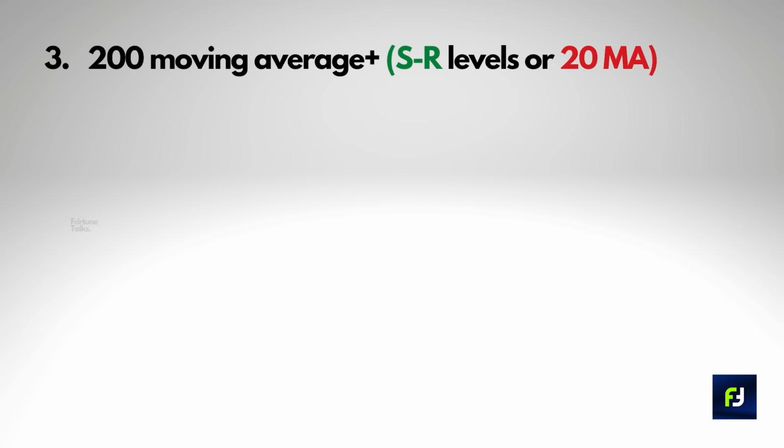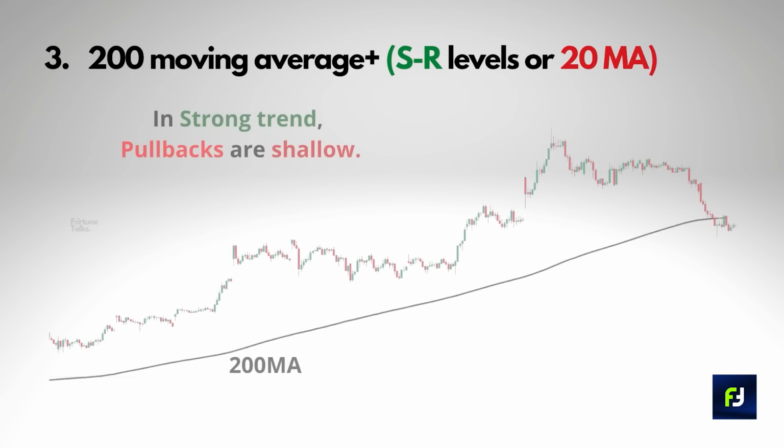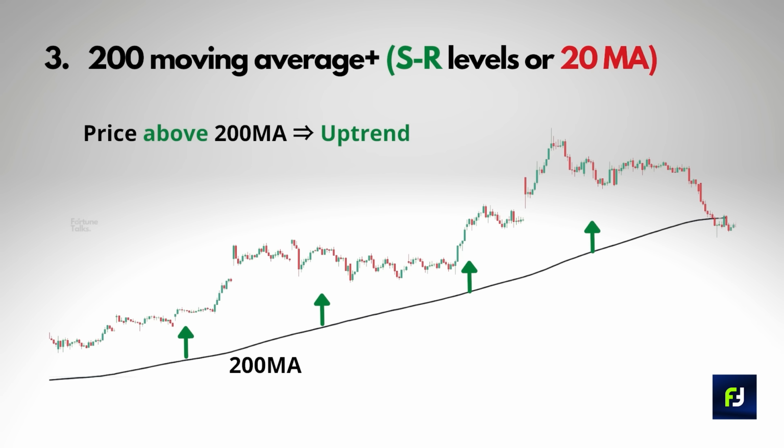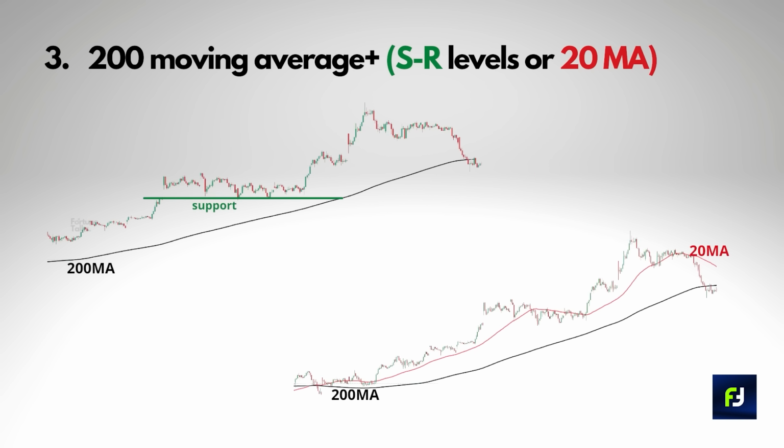Now the third strategy is using a combination of moving averages and support resistance levels. So in strong trending markets, the price is unlikely to pull back towards the trend line or a moving average, or simply the pullbacks are shallow. Thus, you can look to trade from a 200 moving average. By a general rule of defining the market trend, if the 200 moving average is pointing higher and the price is above it, then the market is on an uptrend. On an uptrend, find key support and resistance levels using a higher time frame, or you can even use a more responsive 20 moving average.